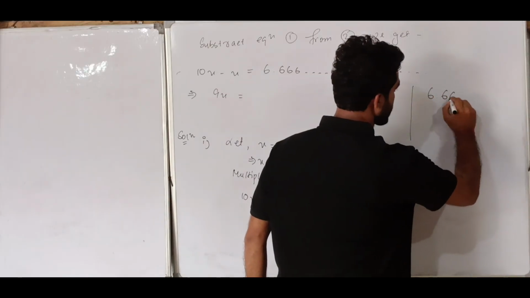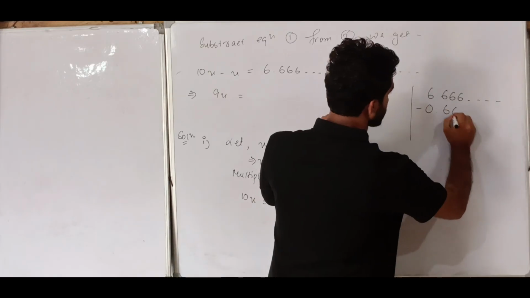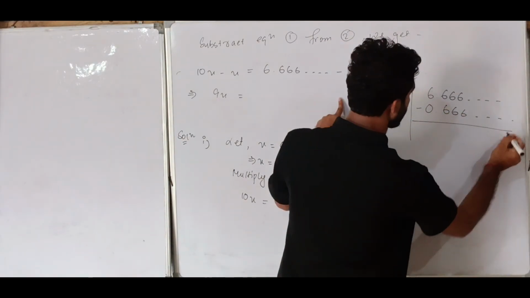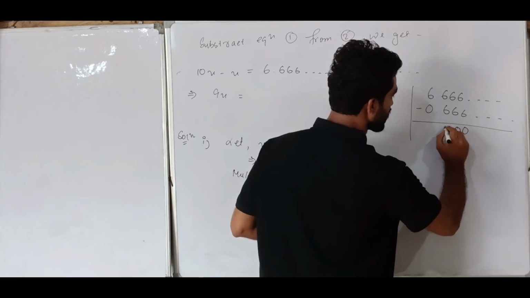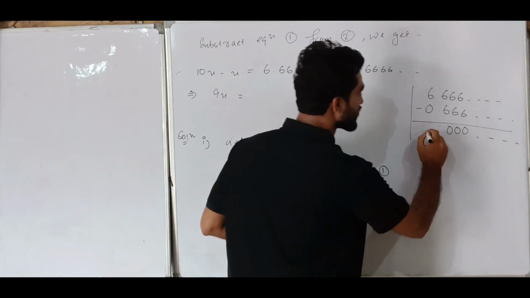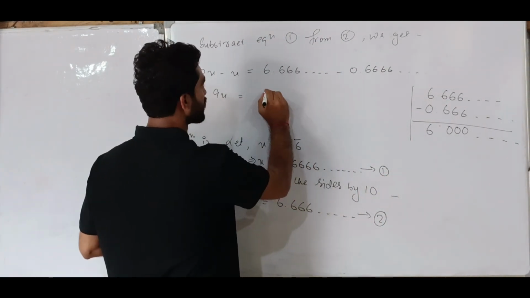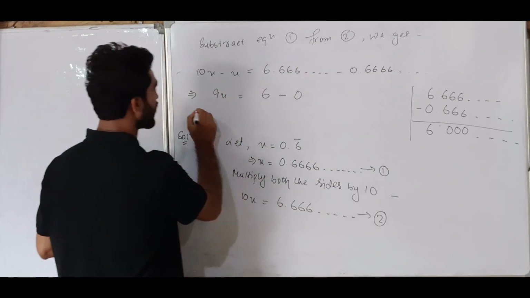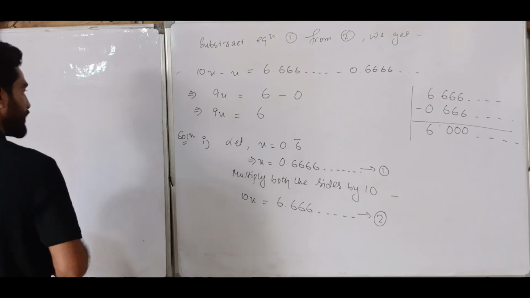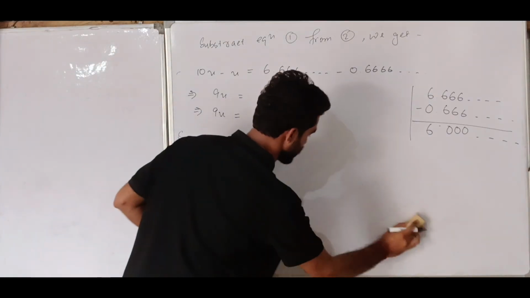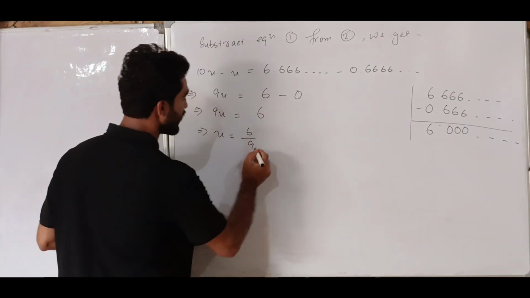So 6.66666 like this minus 0.666666 like this. Now you see, if you subtract 6 minus 6, 0, 0, 0 like this we will get, and 6 minus 0, 6. That means what will you get? 6.0000. So this will be 6 minus 0. That means 9x will be equal to 6. Now x is equal to 6 by 9.